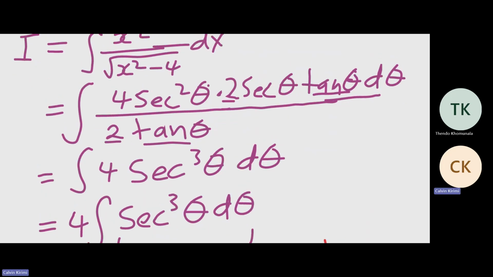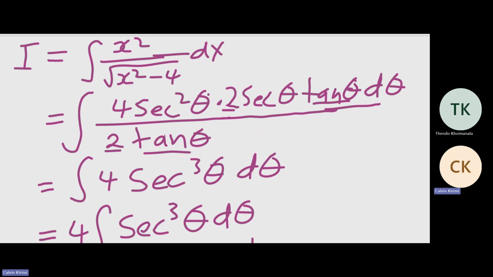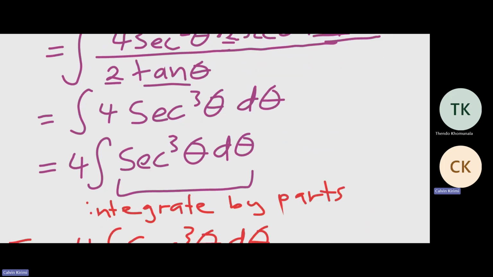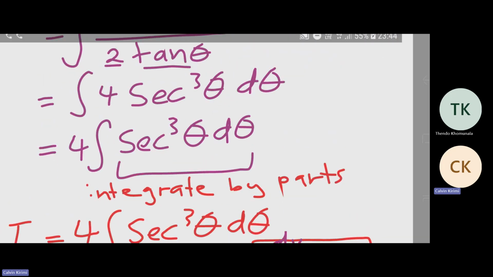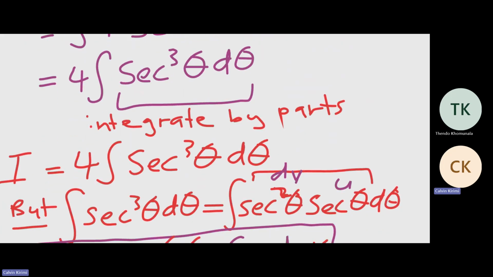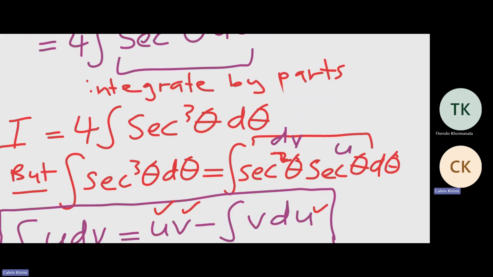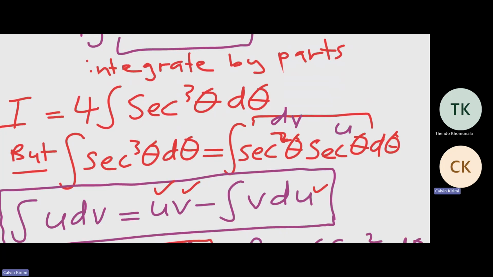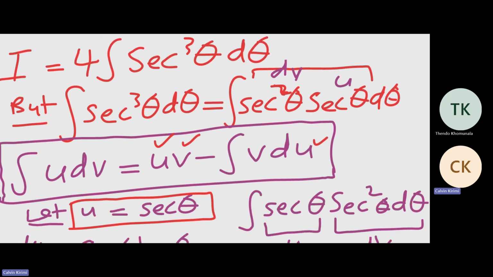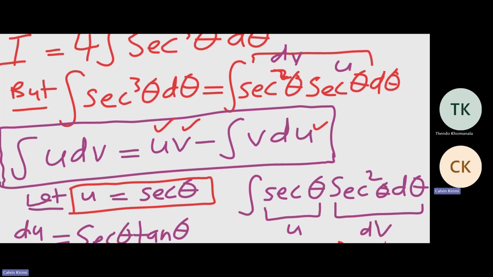Then we saw that the tan theta at the bottom is cancelling with the 2 tan theta on top. Then we are left with 4 secant cubed theta. We took out the constant part of the integral, which leaves the integral of secant cubed theta. We used integration by parts. What did we do? We let u be secant theta, and then dv is secant squared theta d theta.